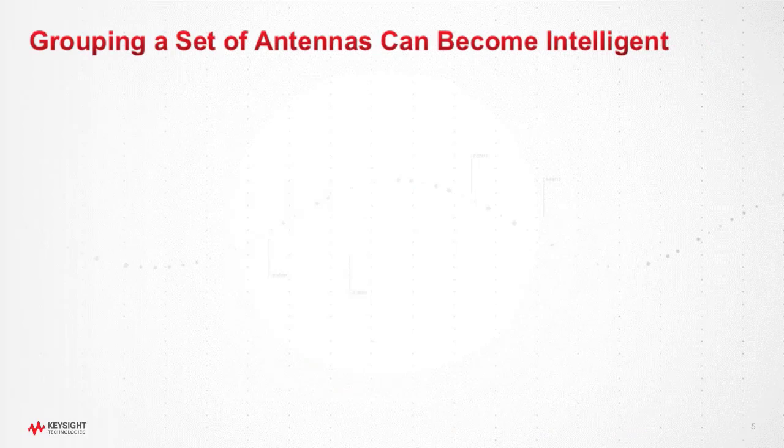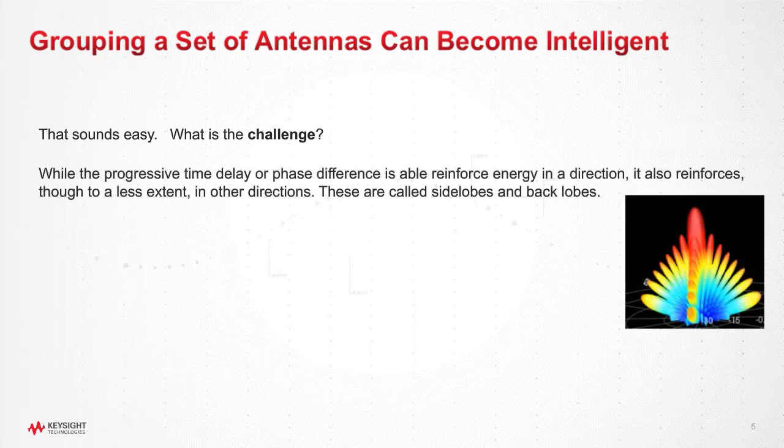So we have seen that by grouping a set of antennas and then imparting intelligence, we can achieve very interesting functionality. That sounds easy because the two equations we have just seen are very simple. But then what is the challenge? As the energy is reinforced in a specific direction, the energy is also reinforced in other directions as well. That is again governed by these same equations. These are called side lobes and back lobes, the other directions where energy is focused in addition to the main direction.